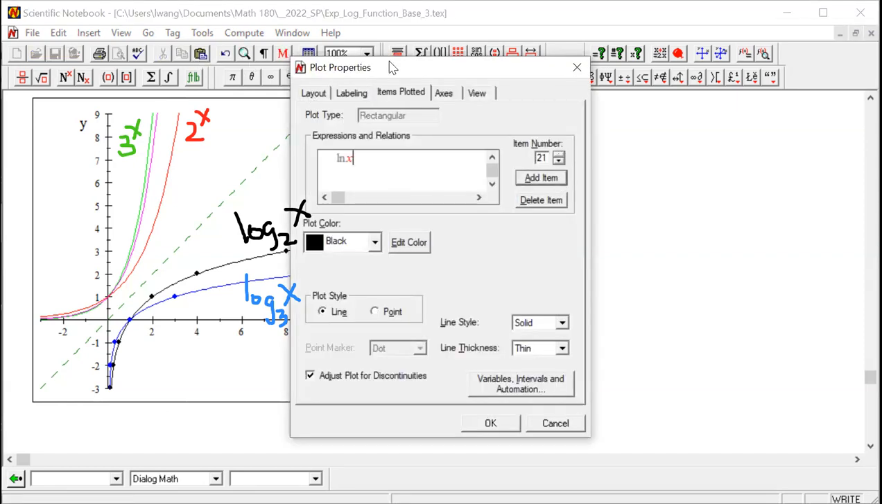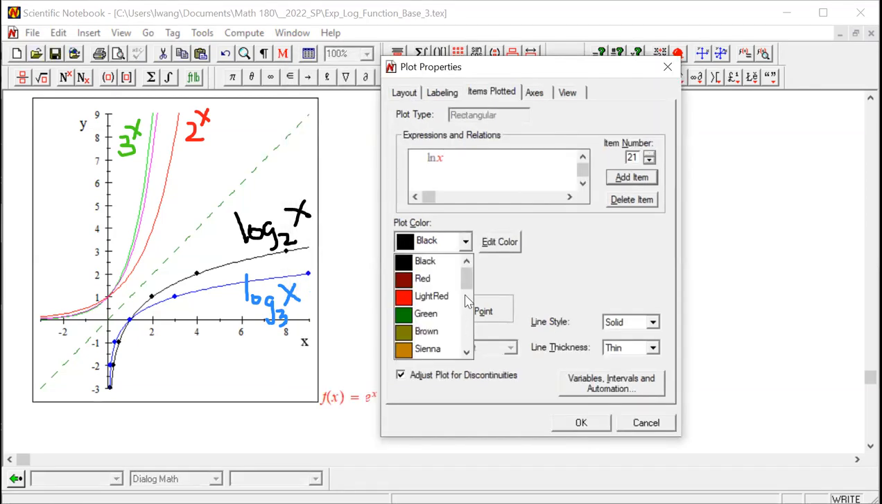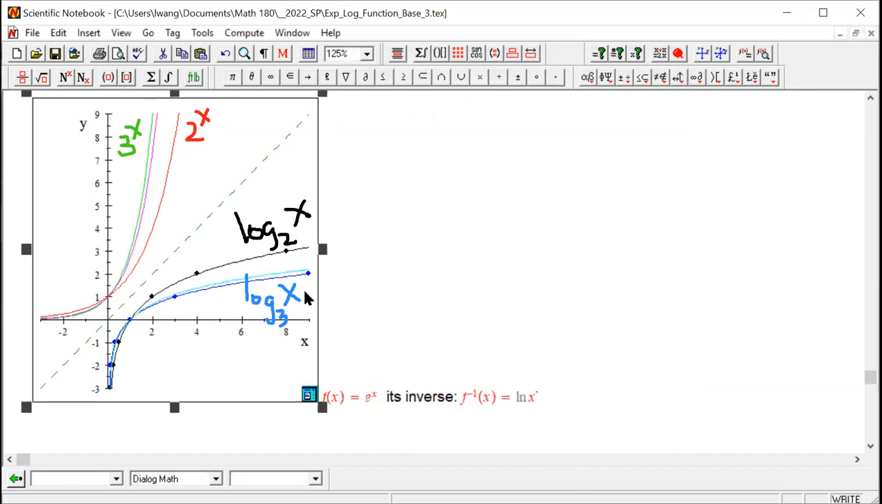We're going to choose a color. So we have purple. What color? This blue? Light blue? Light blue green? All right, let's see. There. Okay, so the purple is e to the power x, and this lighter blue is ln x.